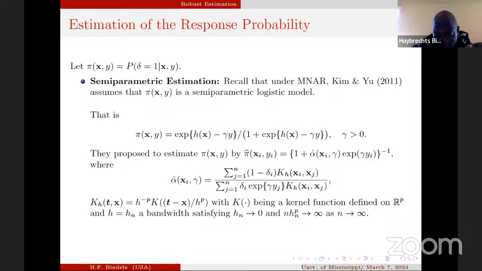I thought about Bayes' theorem. There is a way to express the probability of delta equal 0 given x and y as a function of the probability of delta equal to 1 given x and y. So that helped me come up with a fully known non-parametric way to estimate this pi of x and y. In this expression that I have here, you can see a kind of kernel type of estimate.